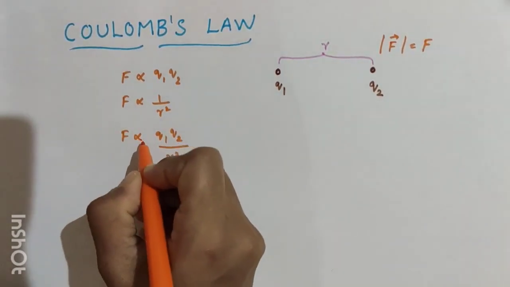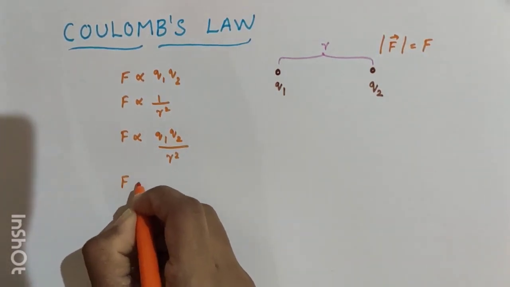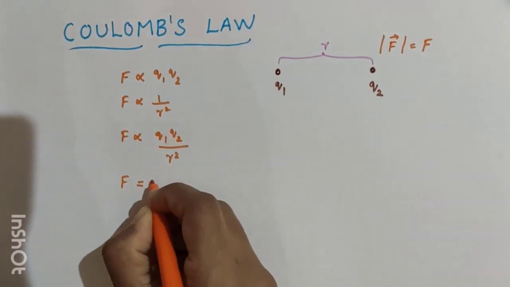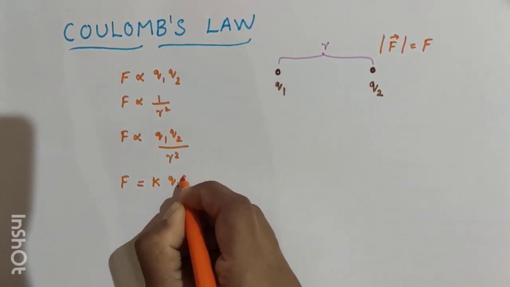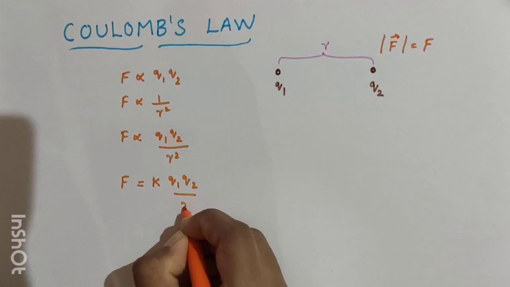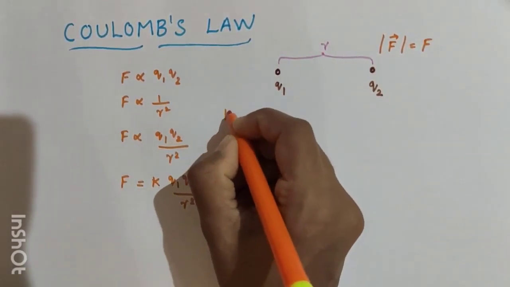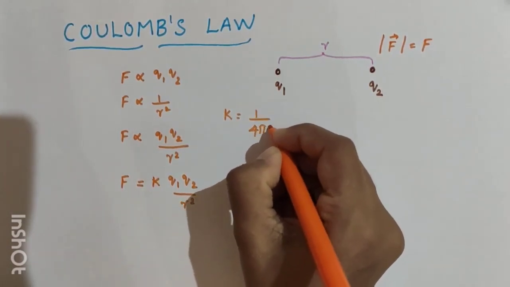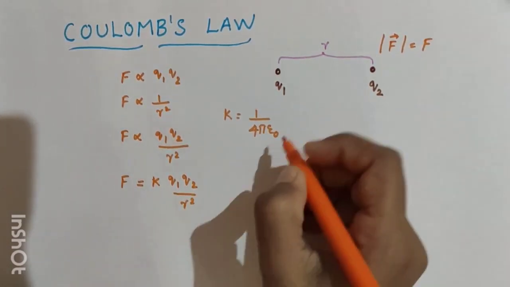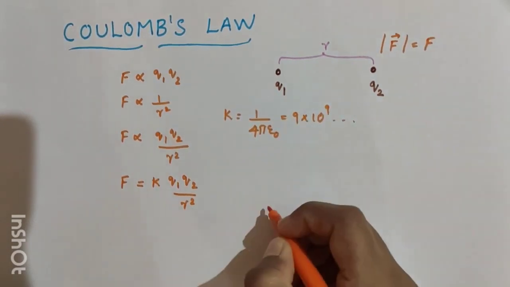Then, when we replace this proportionality sign with an equal sign, we will write one proportionality constant there. That proportionality constant is taken as K. So, F equals K into Q1 Q2 divided by r square. See, this K is a constant. This K has a constant value. This is actually equal to 1 by 4 pi epsilon 0. This is equal to 9 into 10 raised to 9 with unit.